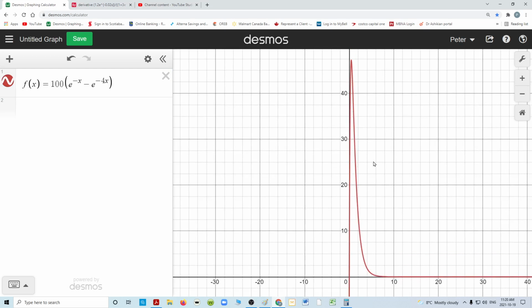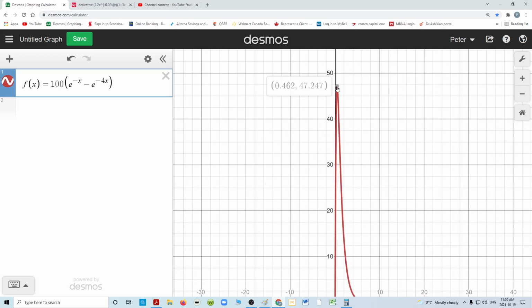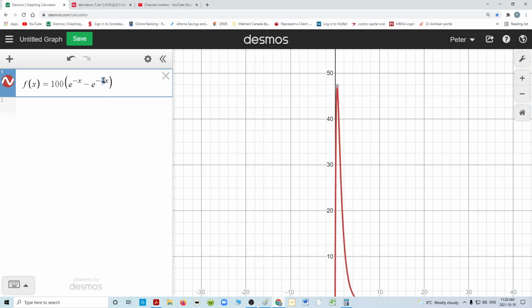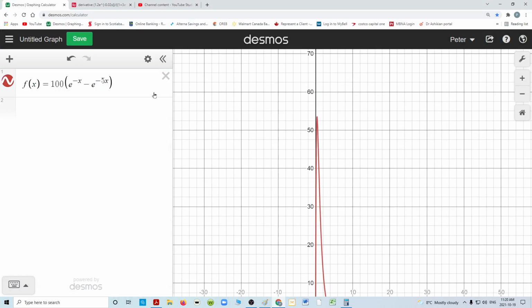Notice it's even sharper as this percentage here. See, this exponent was bigger than the earlier one, which was minus 3t. So this makes even bigger spikes, and we'll prove that by making it minus 5x, bigger spike. Make it minus 6x, bigger spike. Make it minus 7x, bigger spike. And the spike looks like it's going up consistently.